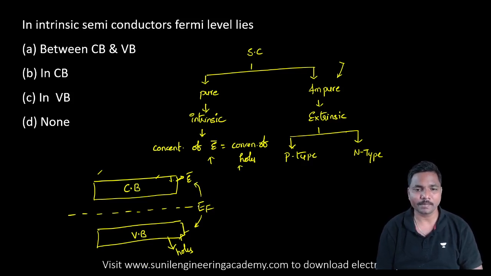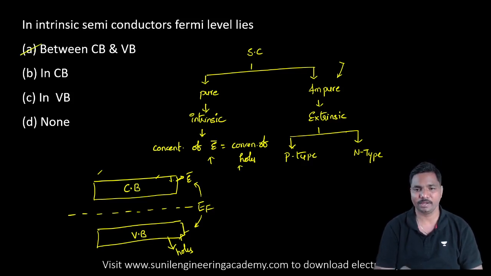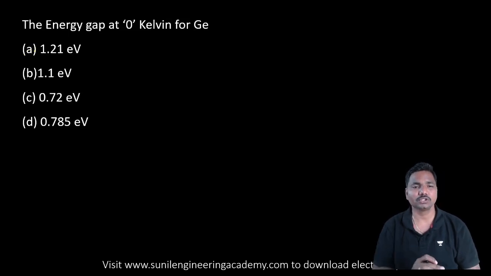All of you getting the idea about the Fermi level? So the Fermi level will be attracted wherever there is a larger number. In intrinsic, both are the same, which means it is in between CB and VB. Okay. Coming to the next question.